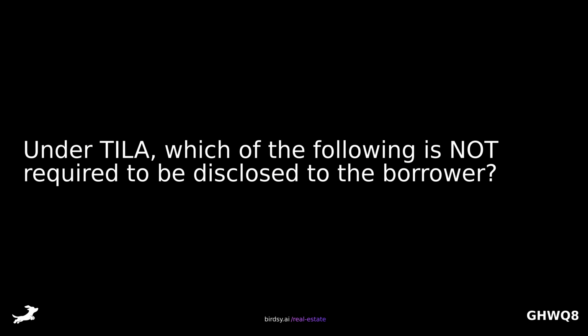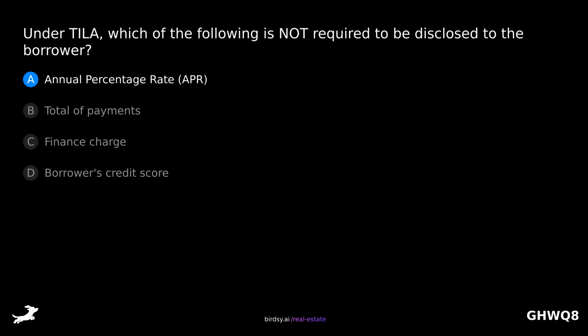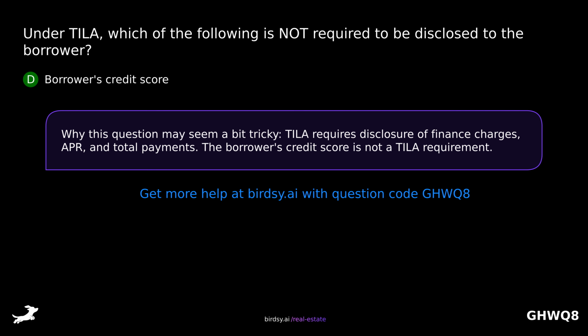Under TILA, which of the following is not required to be disclosed to the borrower? Is it A, annual percentage rate, B, total of payments, C, finance charge, or D, borrower's credit score? The answer is D, borrower's credit score. While this question may seem a bit tricky, TILA requires disclosure of finance charges, APR, and total payments. The borrower's credit score is not a TILA requirement.